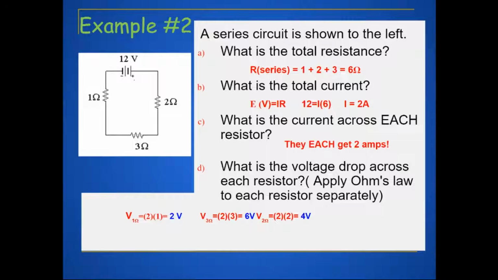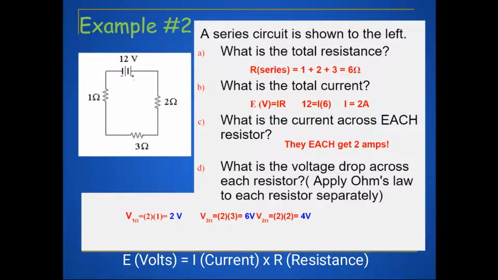And then finally, what's the voltage drop across each resistor? So we're going to apply Ohm's law to each resistor separately. So first we're going to do volts equals 2 times 1 equals 2 volts. That's for the 1 ohm resistor. For the 3 ohm resistor, it's going to be 2 times 3 equals 6 volts. And then for the 2 ohm resistor, we have 2 times 2 equals 4 volts.